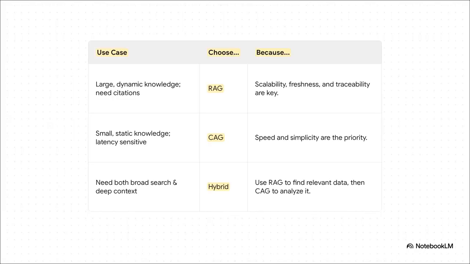So here's the takeaway, all boiled down. You're going to use RAG for those large dynamic knowledge bases where getting citations is crucial. You'll go with CAG for smaller static data where speed is the absolute number one priority. And when you need both a broad search and deep analysis, you combine them for a super powerful hybrid solution.